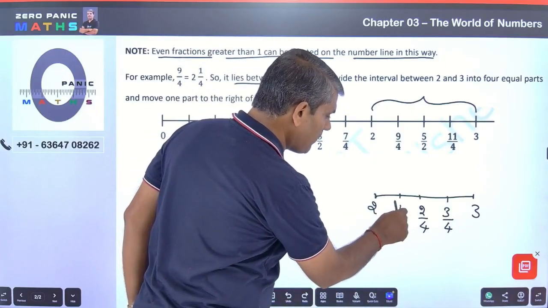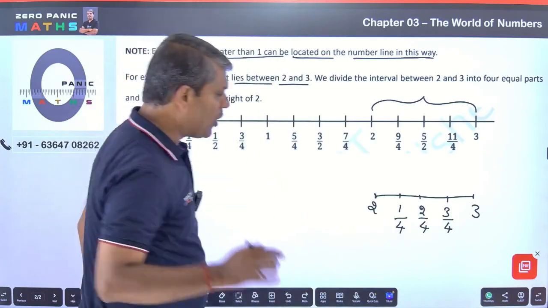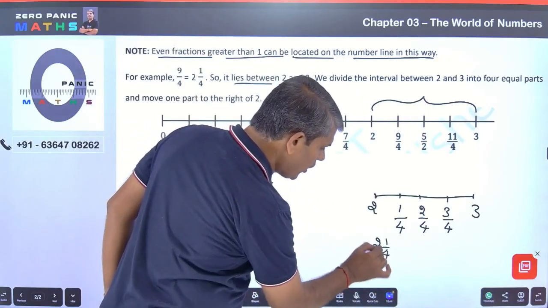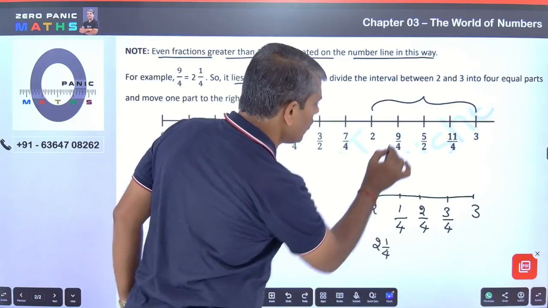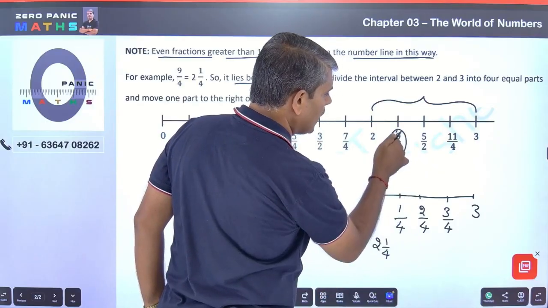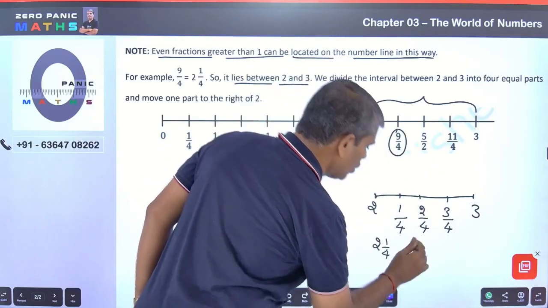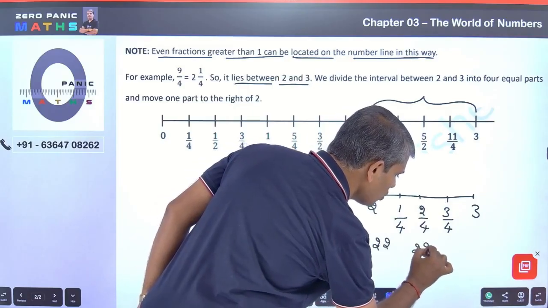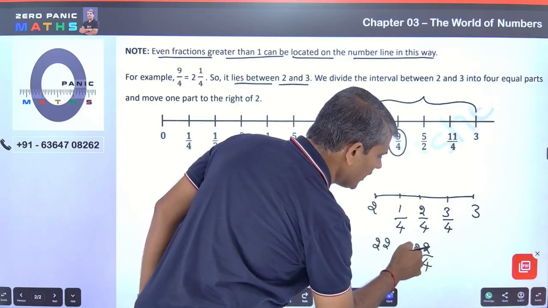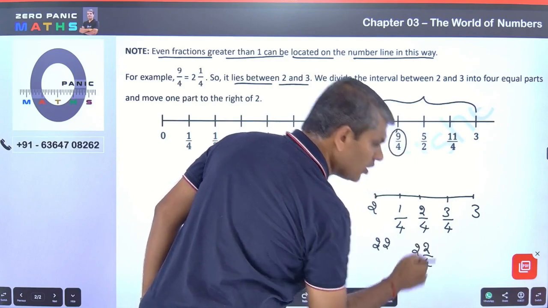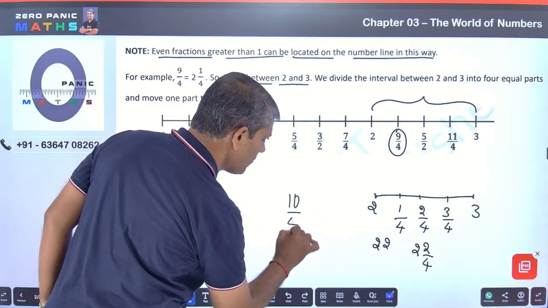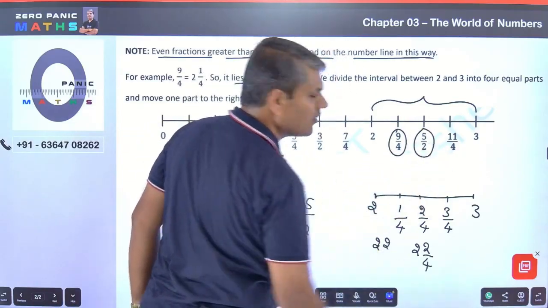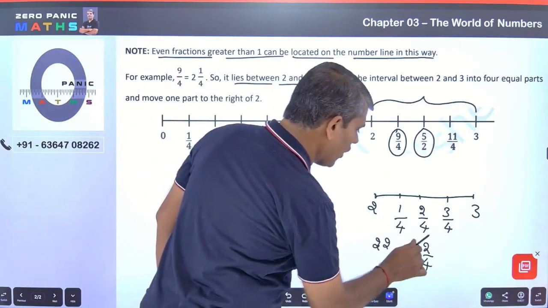Now see why it is written as 9/4 here, because 2 and 1/4 it is. This 1/4 is after 2. You are getting my point? So it is 2 and 1/4. It is 4 into 2 plus 1, 9/4. So the first point is 9/4. Secondly, here it is 2 and 2/4. What is that? 4 into 2 is 8, 8 plus 2 is 10, 10/4. What is 10/4? It is 2 fives and 2 twos. So that is what it is represented here, 5/2. You're getting my point?